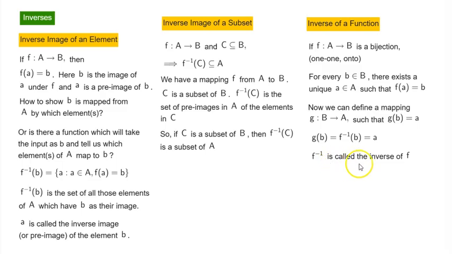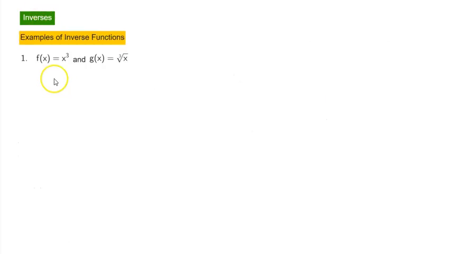So here F inverse is called the inverse of F. If F is bijective, then F inverse exists and is also bijective. Now let's look at some examples of inverse of a function. Let's take the first one. F of x equal to x cube. Its inverse would be what? Its inverse would be cube root of x.